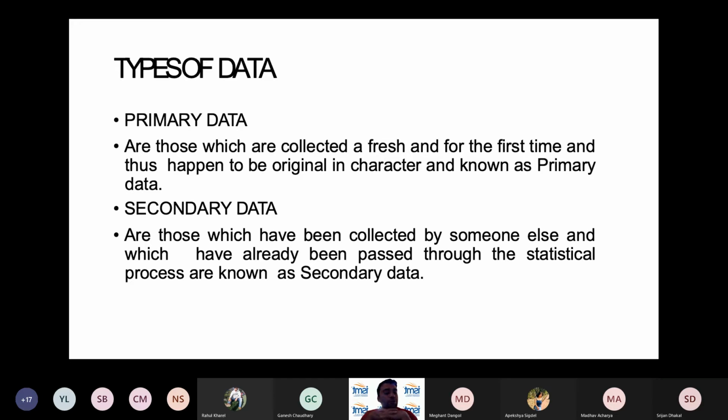Now if we are going to use the secondary data, then you have to think of the different factors.